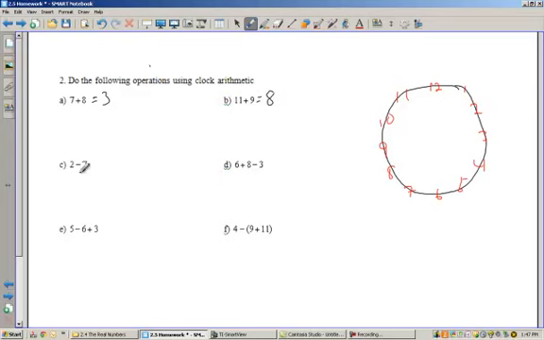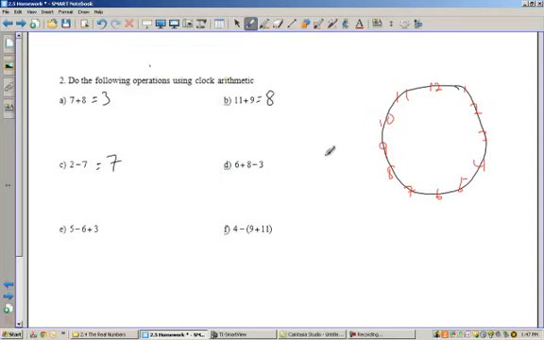And now we'll do subtraction, right? So addition, we went clockwise. Subtraction, we'll go counterclockwise. So 2 minus 7, I start at 2, and I'll count back 7. 1, 2, 3, 4, 5, 6, 7. So this is equal to 7. All right, now I have both addition and subtraction. So I just go from the left to right.